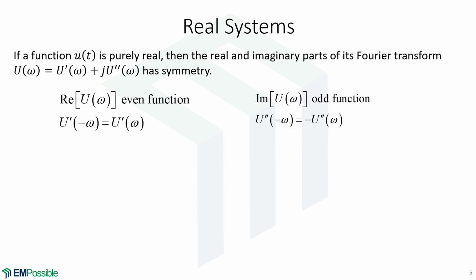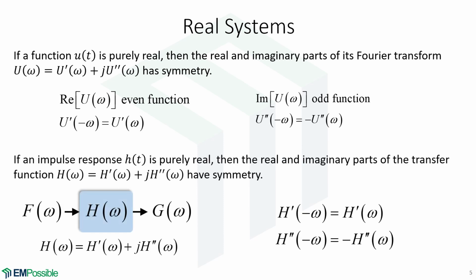The real part is an even function. That means if we try to evaluate the real part at a negative frequency, that's the same as evaluating the real part at a positive frequency. The imaginary part of our Fourier transform is an odd function. So if we try to evaluate the imaginary part at a negative frequency, that's the same as evaluating the imaginary part at a positive frequency, but then made negative.